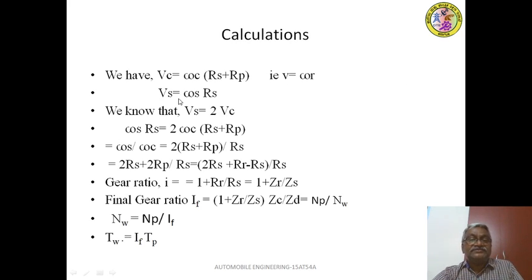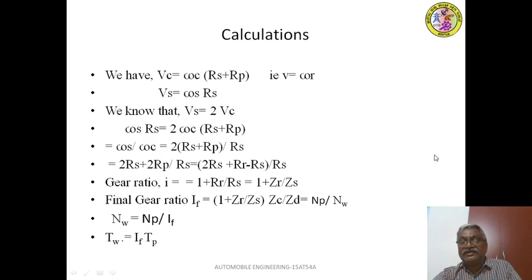And then linear velocity of sun gear is equal to omega s into rs. Omega s is the angular velocity of sun gear, rs is the radius of sun gear. Again we have a relationship: Vs equals 2Vc. Vs, that is linear velocity of sun gear, is equal to twice the linear velocity of planet carrier.